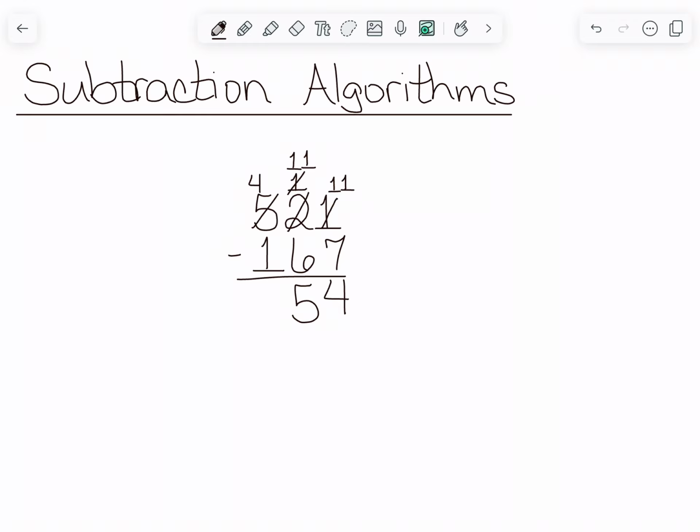Finally, we can subtract our hundreds normally. 400 minus 100 is 300. So we have our solution, 354. This symbolic regrouping matches exactly what we would do with base 10 blocks. This regrouping process is exactly what happened when we modeled a problem with base 10 blocks, breaking a bigger block into smaller pieces.